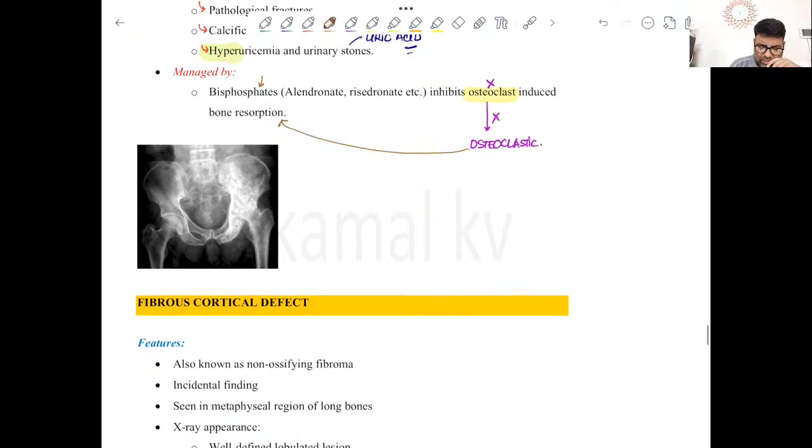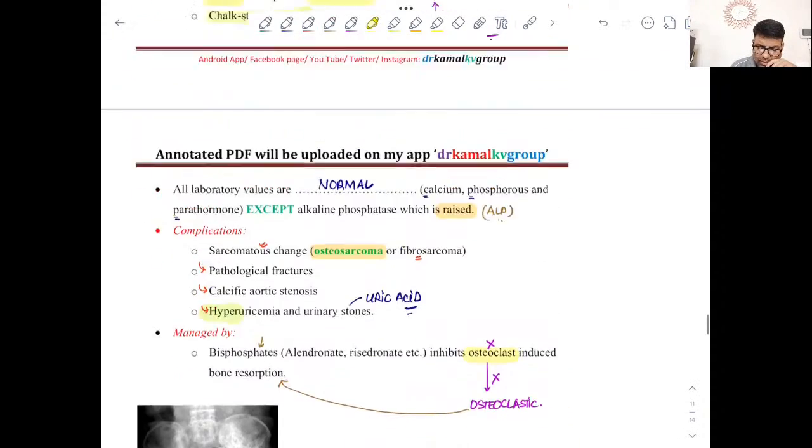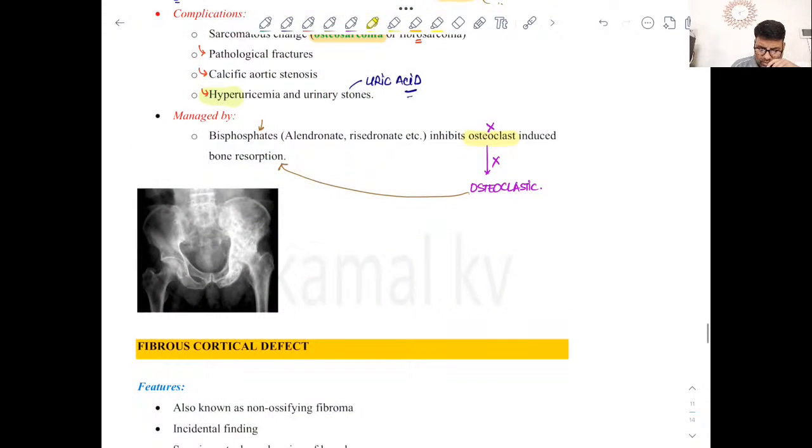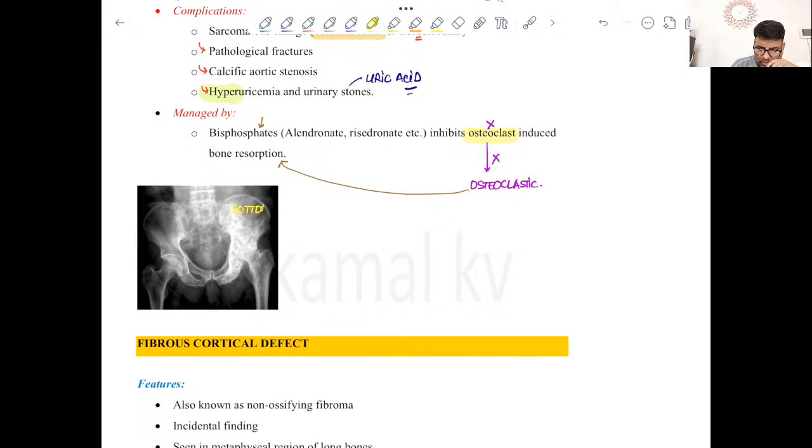Okay, so this is cotton wool pattern, right? So if you see here, this is the cotton wool, right? And you can see sclerosis, all white, right? So this is all white.